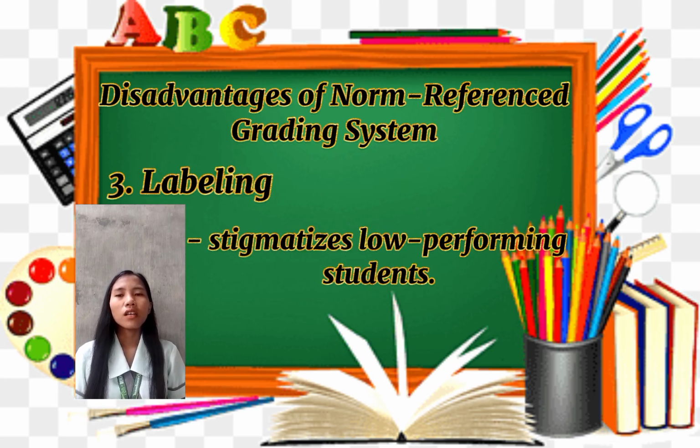Third, norm reference grading systems inevitably label students as high achievers or low achievers. This labeling can have damaging effects on students' self-esteem and motivation. Struggling students may feel stigmatized, leading to decreased confidence and a higher likelihood of giving up. Conversely, high achievers may feel undue pressure to maintain their status, causing stress and anxiety. This labeling overlooks individual strengths and weaknesses.